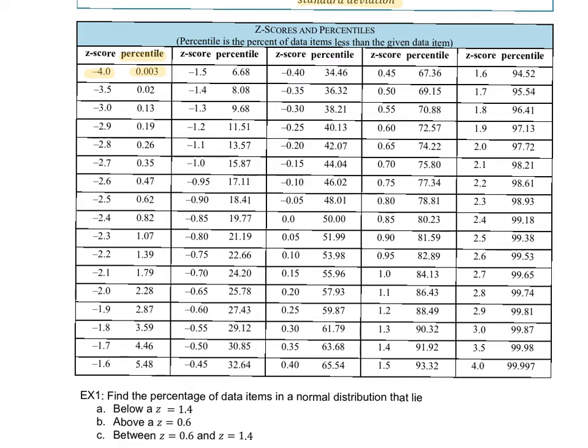Remember what the percentile tells us. It tells us the percentage below. So if your data item has a z-score of -4, that means that 0.003% of all the data items are below this particular data item. So every z-score in this table is going to correspond to a percentile, which is the percentage below. And the percentage below is the important part here.